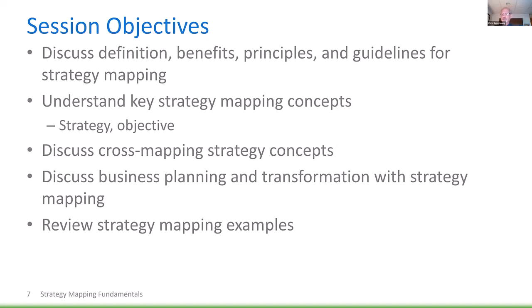We'll understand some of the key concepts involved in strategy mapping, and then when we capture that content, how we might do what the Business Architecture Guild calls cross mapping, which is relating it to other concerns within the business and IT architecture, how this should be exploited and used for planning and transformation, and then we'll take a look at some examples.